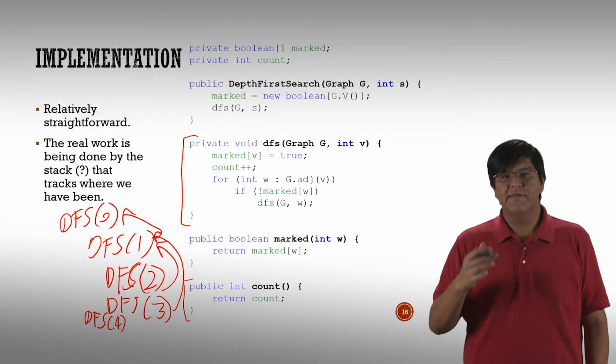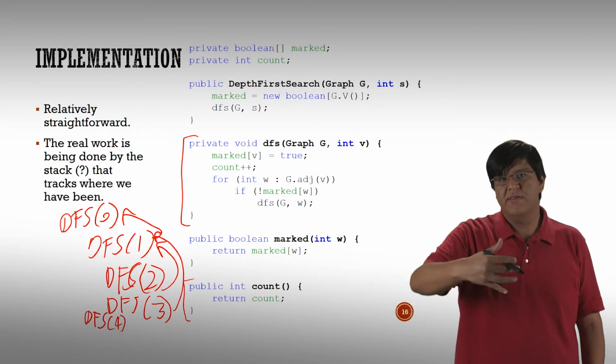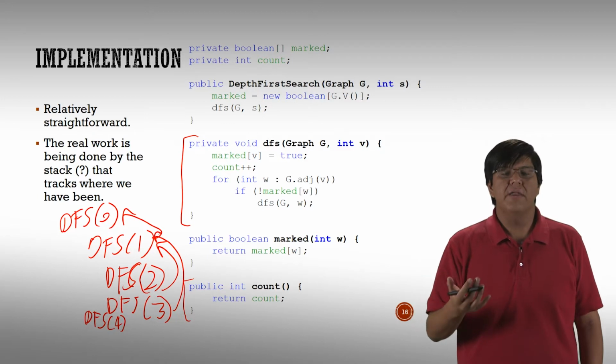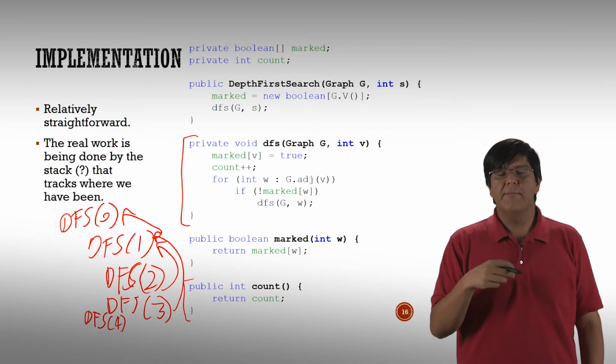So I have basically the stack mechanic. I'm pushing on calls to DFS as I explore deeper in the graph, and then when I don't get somewhere good, I'm popping them off. I'm backtracking, I'm going somewhere else.